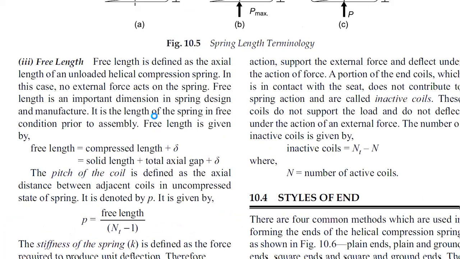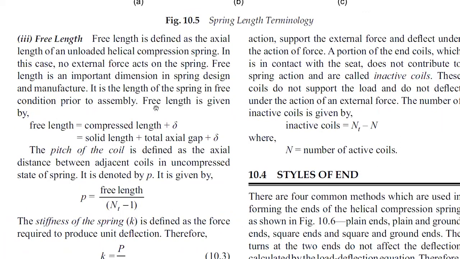So now let us understand the meaning of free length, which is defined as the axial length of an unloaded helical compression spring. In this case, there is no external force acting on the spring, and free length is an important dimension in spring design and manufacture, because it is the length of the spring when it is in the free condition prior to assembly. So in every real-time example, you will be able to get the criteria of free length.